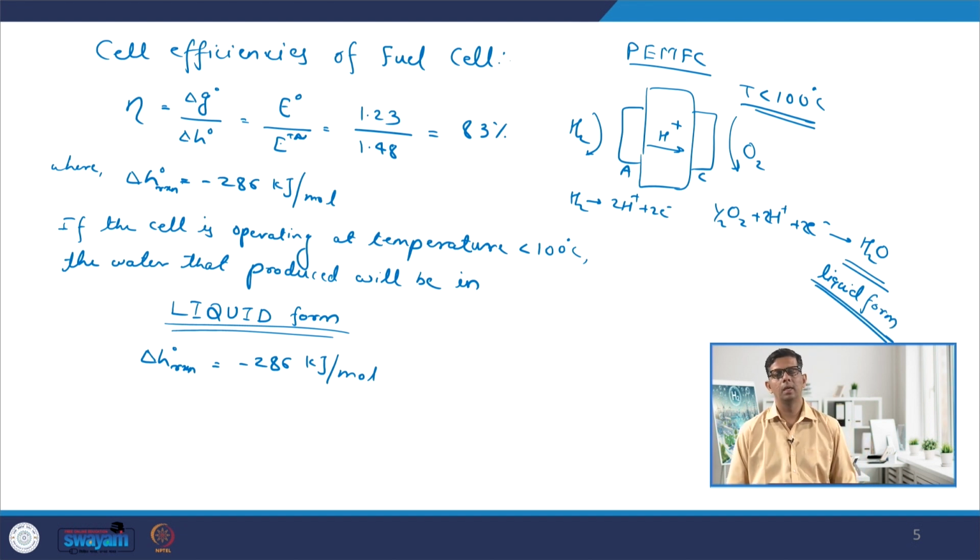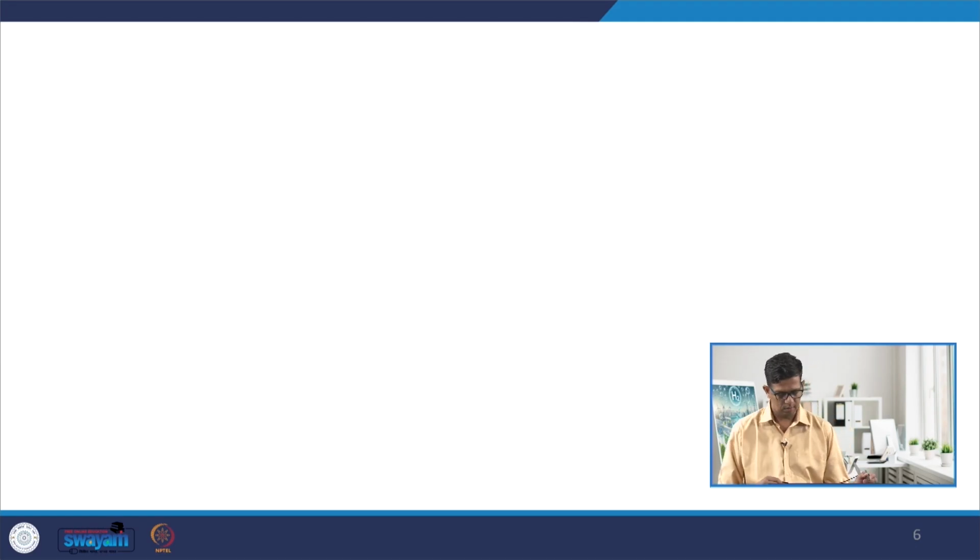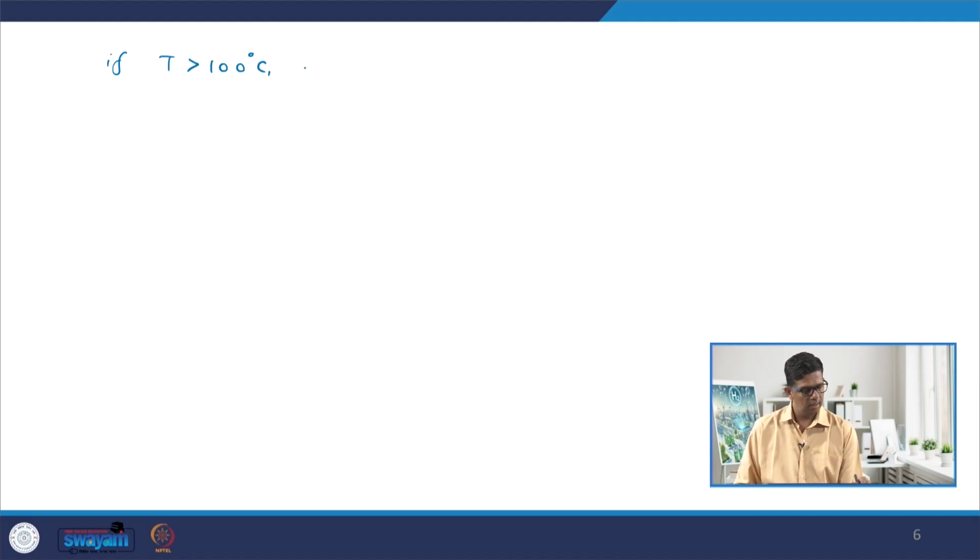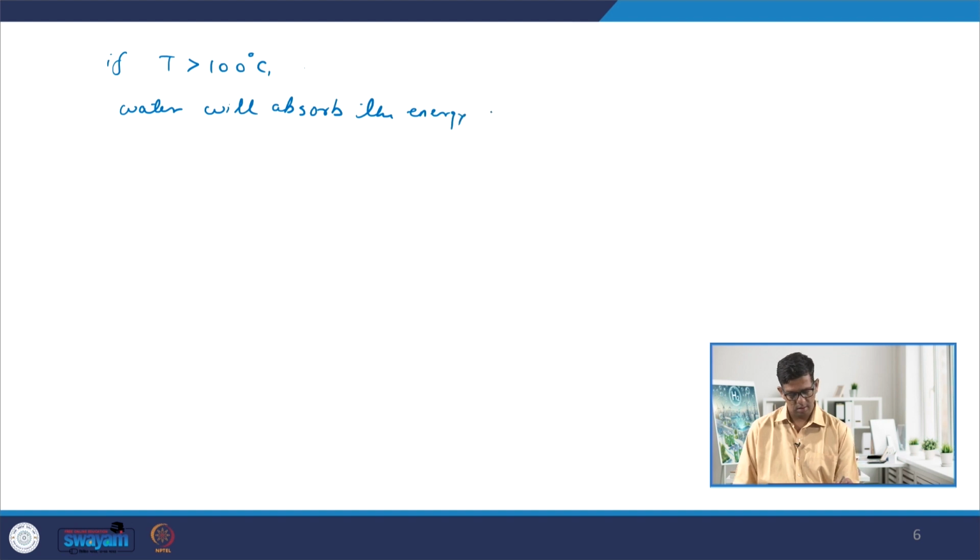What happens if the temperature of a fuel cell is more than 100 degrees Celsius? If the temperature of the fuel cell is greater than 100 degrees Celsius, then the water that is produced after the reaction will absorb some energy and will get vaporized.